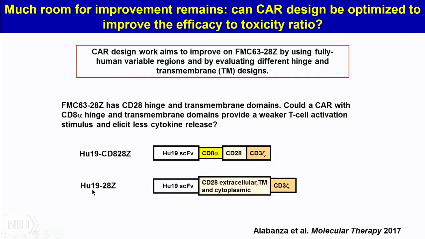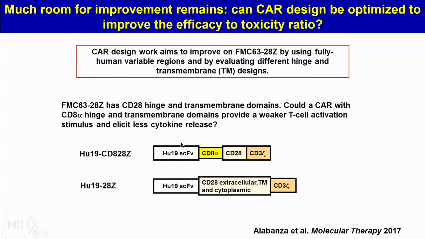to another CAR called Hu1928Z, which has a Hu19 single chain FV, and CD28 co-stimulatory, extracellular, transmembrane, and cytoplasmic domains. So all these domains come from CD28 and then the CD3 zeta. So this one's very similar to the FMC63-28Z. It's basically identical to FMC63-28Z, except it has this fully human Hu19 single chain FV instead of the FMC63 single chain FV.